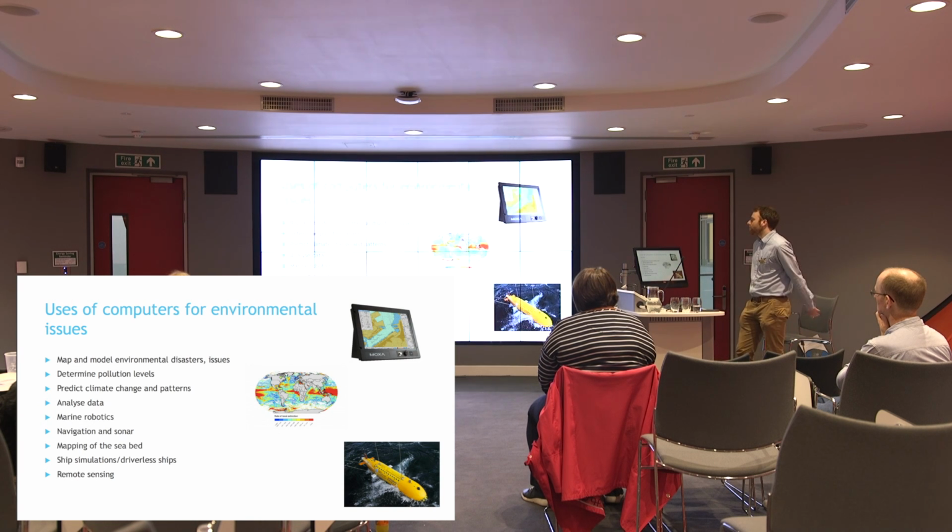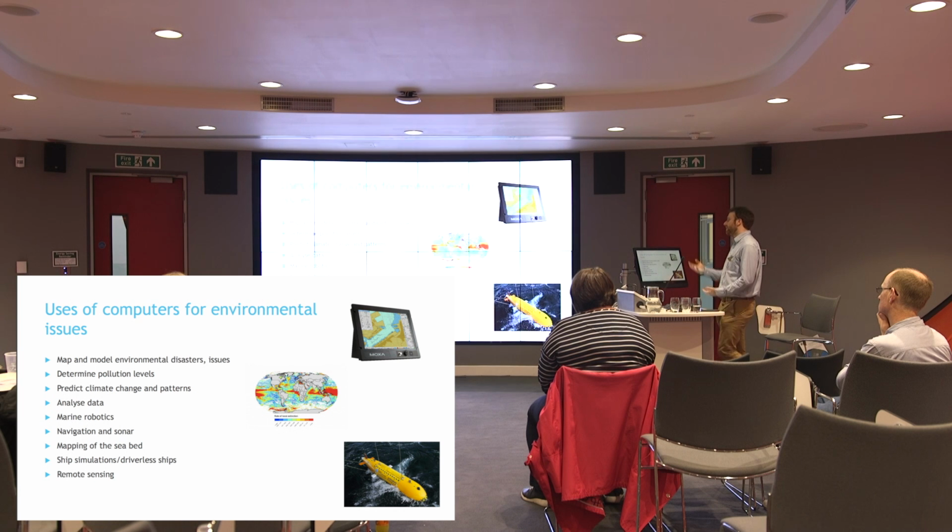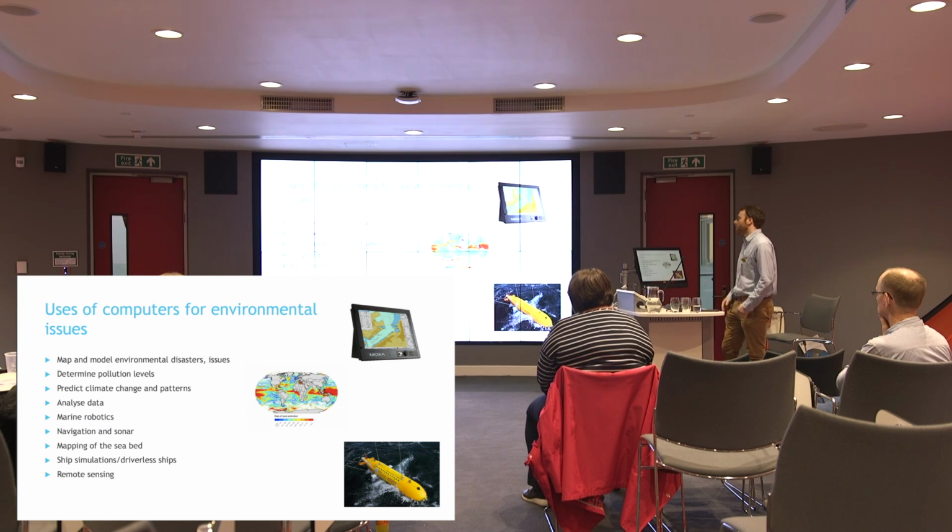As I mentioned, there's quite a wide range of things which computers are used for in environmental issues. Most of these are things that we're all familiar with, such as mapping and modelling environmental disasters, through to determining pollution levels, predicting climate change, which is certainly going to become bigger in the next few years, and also marine robotics. Some of you might have seen a few years ago David Attenborough's Great Barrier Reef programme, where he went down in submersibles. We've got all these things which are advancing our environmental knowledge. Also, something I know the university is currently involved in is ship simulation and potentially trying to get driverless ships in the near future.